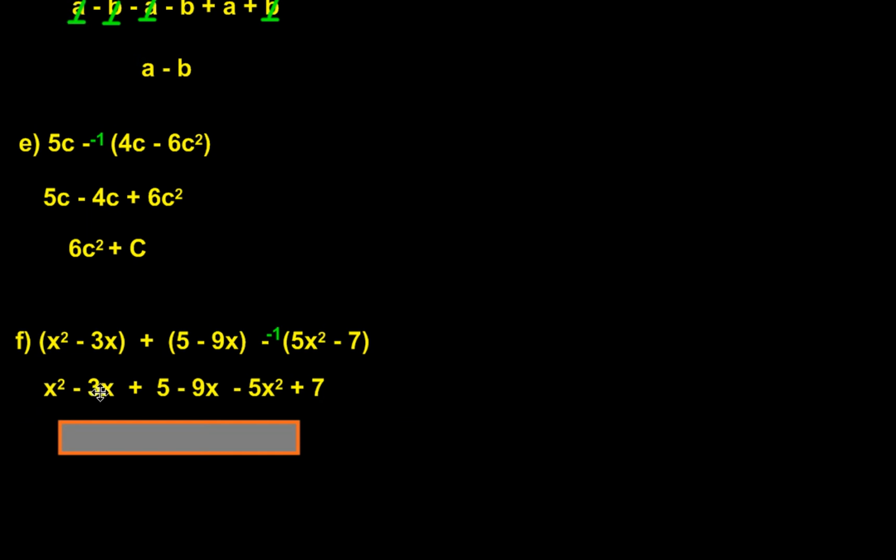So this is going to look like x squared minus 3x. This doesn't change because it's being added to this. The signs over here do change, so what was a positive 5 becomes a negative 5x squared, and what was a -7 becomes a positive 7. Then we combine like terms. We will wind up with -4x squared minus 12x plus 12.